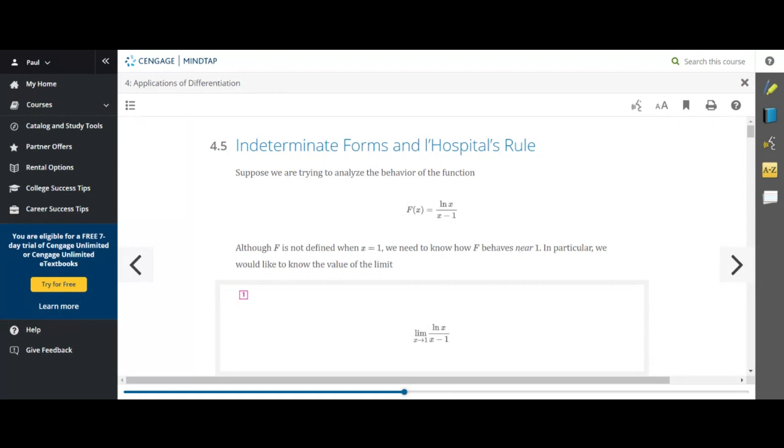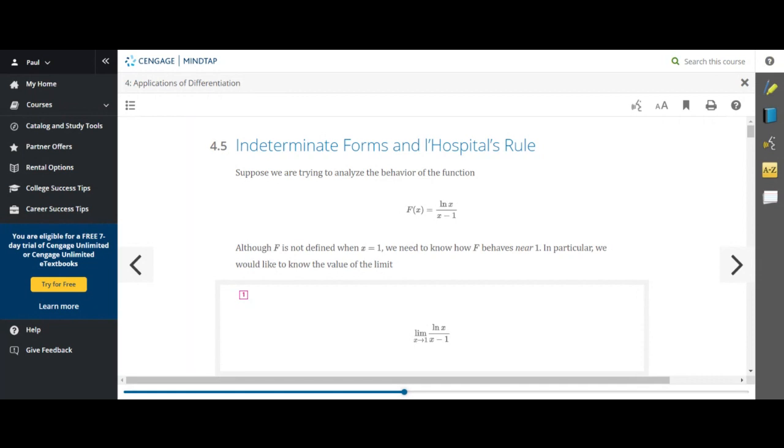Okay, how many recall, by the way, finding limits of functions in Calculus 1? I hope you recall that. Sure, that's what a derivative is, right? A derivative is a limit of a quotient. Good, good. Thank you, everybody.